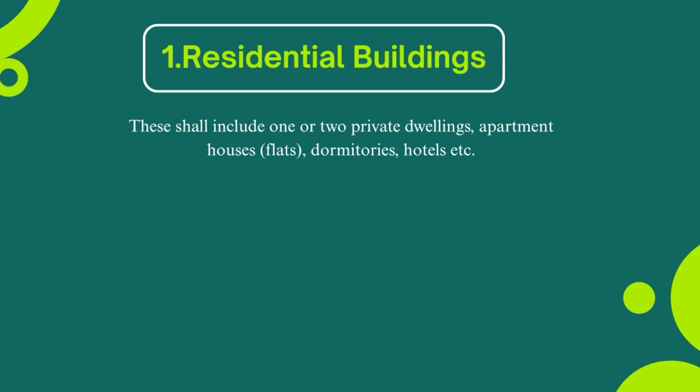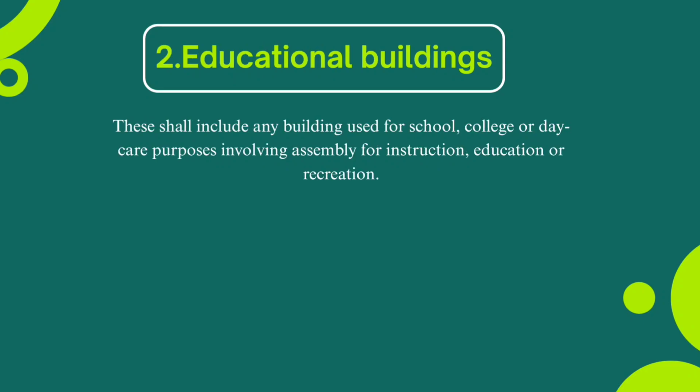First one, residential buildings. This shall include one or two private dwellings, apartment houses or flats, dormitories, hotels, etc. Now the next is educational buildings. This shall include any building used for school, college or daycare purposes involving assembly for instruction, education or recreation.